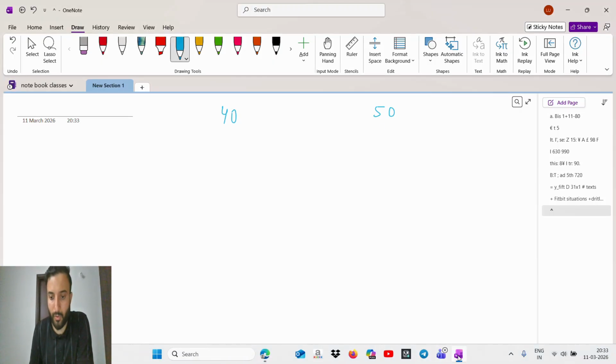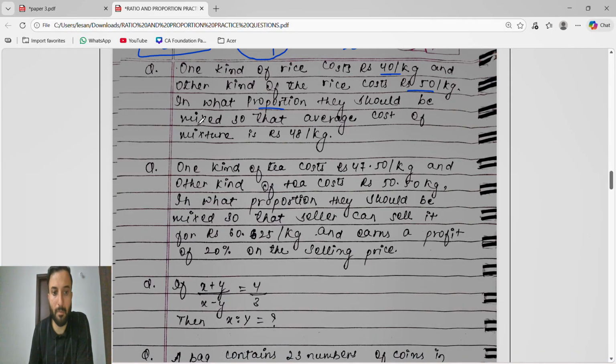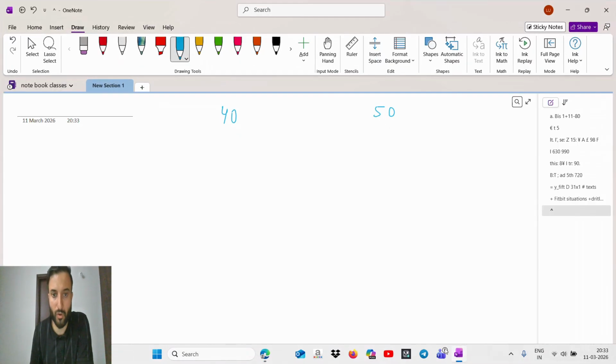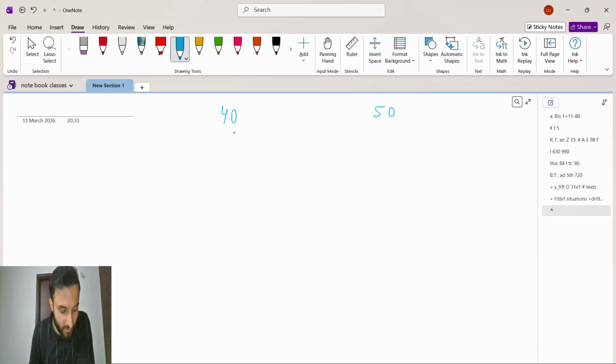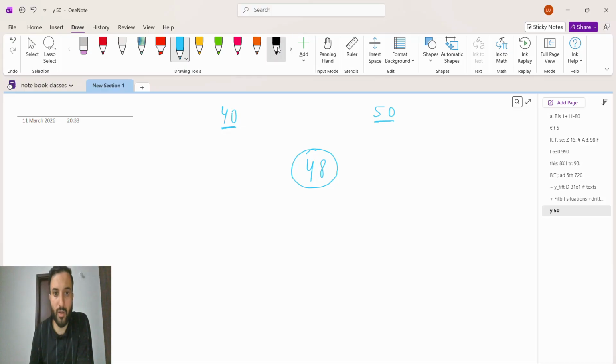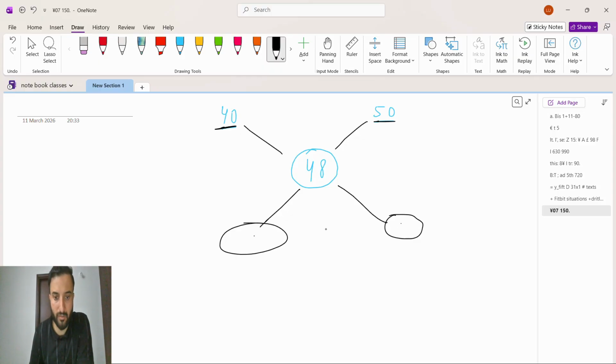In what proportion should they be mixed so that the average cost of the mixture is 48? The average cost of the mixture is 48. So guys, see here, for each kind we will write here, first kind, second kind, and the average we will write here. And then we have to find in what proportion, which means we have to find these two values.